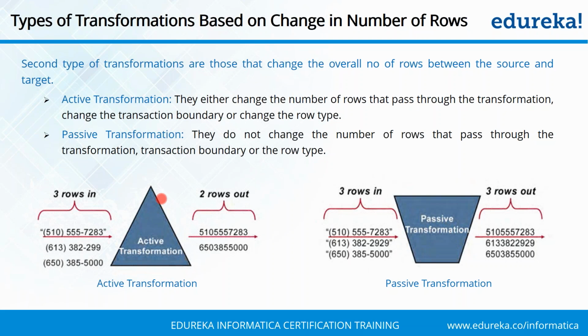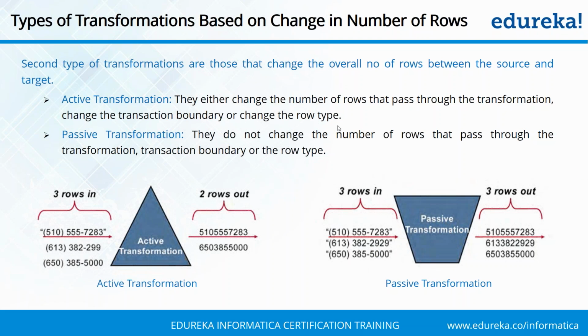Now here we have an active transformation. Let's say it's a filter transformation. You're passing in 3 rows, but you're getting only 2 rows as output. So the total number of input rows is not the same as the total number of output rows. But when we look at a passive transformation, we are passing in 3 rows, we are getting 3 rows as output. It's just that the format of the data present in each row has been changed. So coming back to your question, Matthew, does this answer your question? Why do we use passive transformations? Alright. Now to give you examples of active transformation, the source qualifier transformation, the aggregator transformation, and the expression transformation are some of the most widely used active transformations.